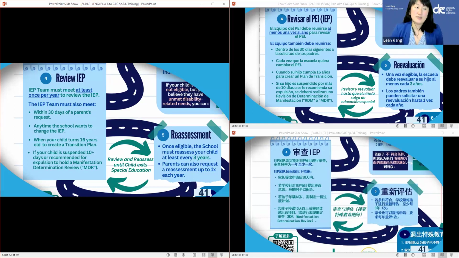When your child turns 16 years old and it's time to create a transition IEP, a plan for what's going to happen post high school, there needs to be an IEP meeting.